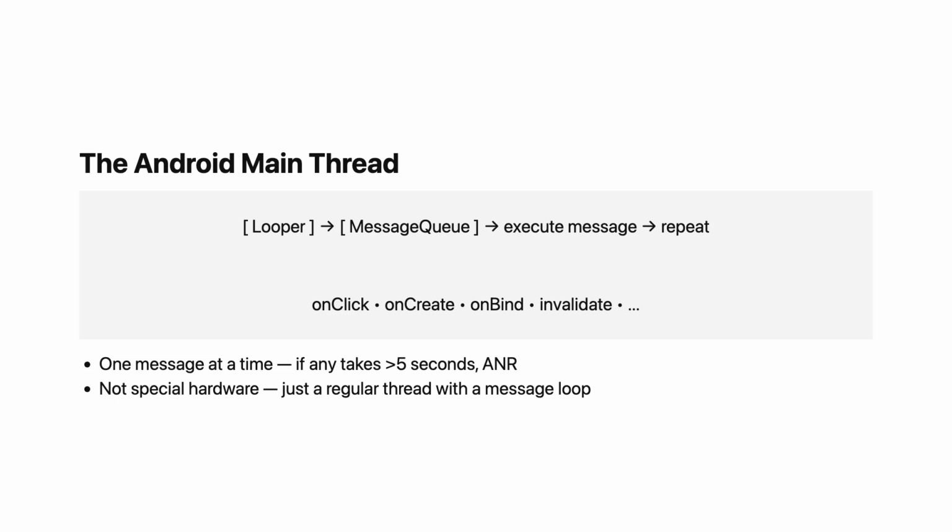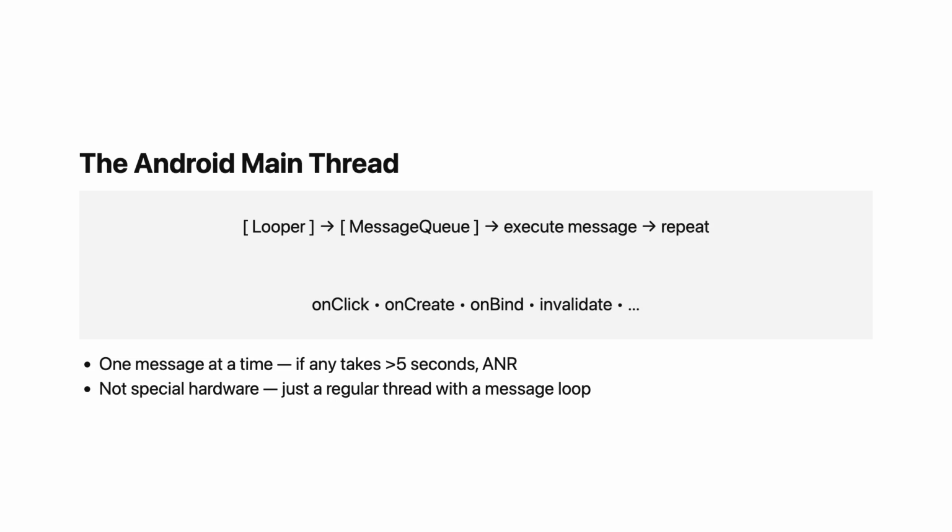So the main thread is not special hardware. It is a regular thread with a loop. But it is the single most important thread in your app, because it is the one the user sees and feels. Now, here is something that surprises a lot of developers.